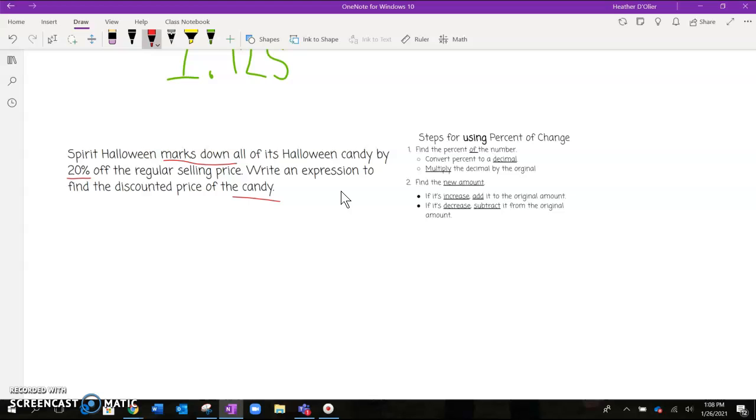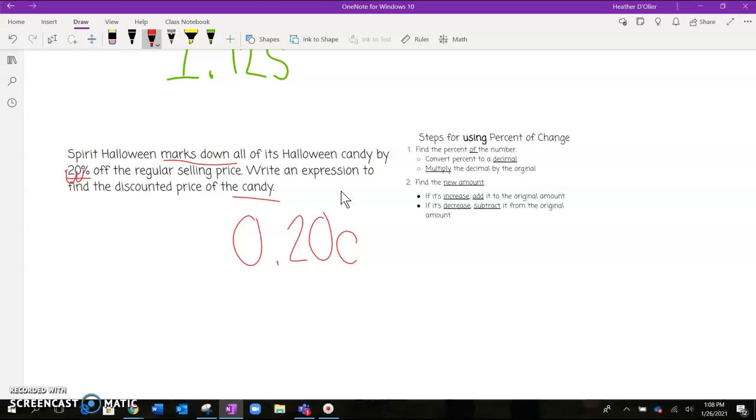This one didn't tell me what variable to use, so I can use whatever. But I'm going to start with finding that percent of the number by converting the percent to a decimal. So I got to move the decimal once, twice. So it's going to be 0.2. I can add the 0 or not. It's up to me. Then I need to multiply it by the original. Well, they didn't tell me what the candy is going to cost, so I can use a variable. And I'm going to use C for candy. So I'm multiplying by the cost of the original.